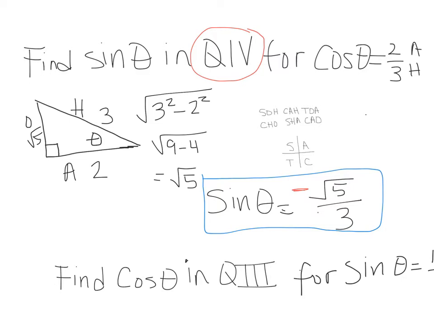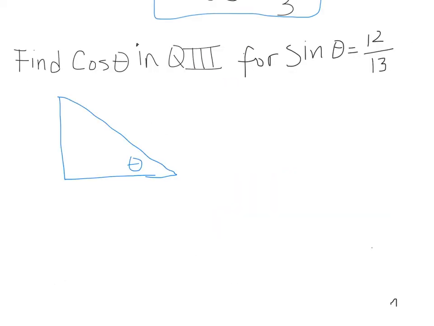Otherwise, I'm going to move on to another example. Okay, so here's another example. In this case, they want the cosine in quadrant 3, and they're giving us the sine of theta equal to 12 over 13. And I believe it's actually negative 12 over 13. So let's correct that: negative 12 over 13.